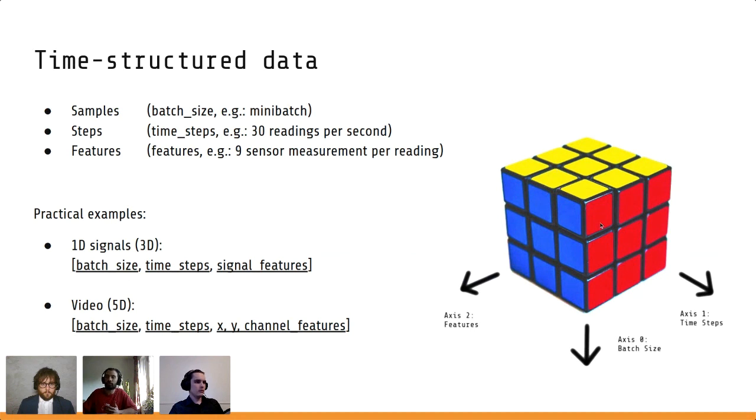So we use the Rubik's cubes to help you conceptualize 3 dimensions of data. That being said, features could be themselves multidimensional. So for instance, in applications such as video processing, the video is made of images, and images have 3 dimensions: the width, the height, and the channels. So that would give us 5 dimensions for video as time structured data. But we'll keep it simple for this example and use only 1 feature dimension.